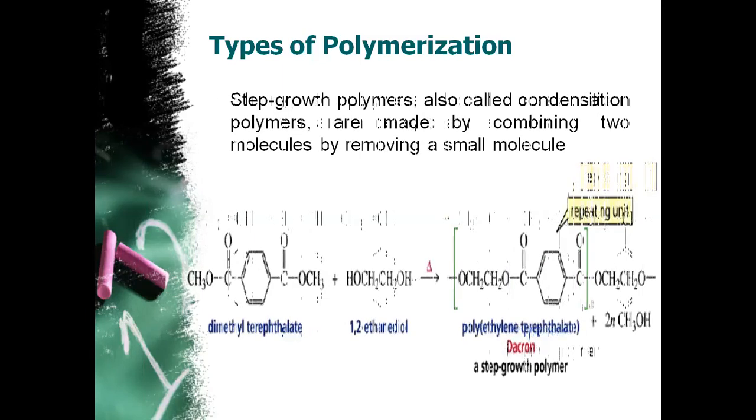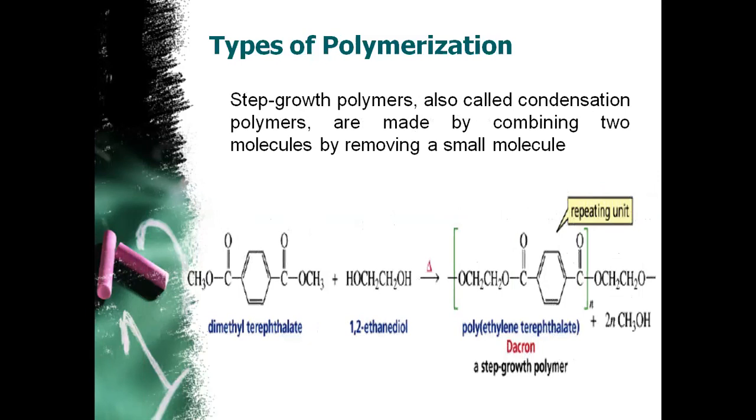The second type of polymerization is step growth polymerization, which is also called condensation polymerization. In this condensation polymerization, two monomers are combined together and a small molecule like water, CH4 or ammonia, etc. is eliminated. For example, the formation of the polymer Dacron, which is formed by the combination of dimethyl terephthalate and 1,2-ethane-diol, as shown in the figure. Here, a small molecule of methanol is eliminated.